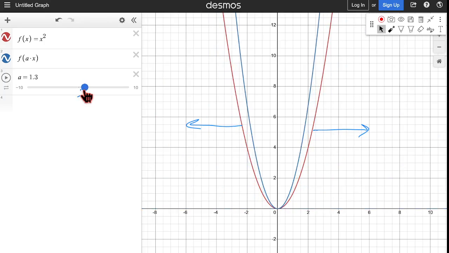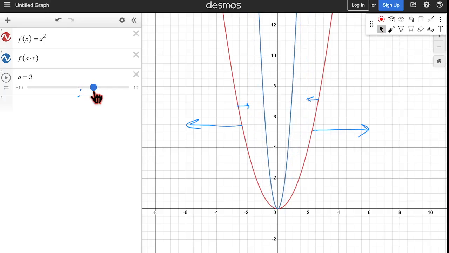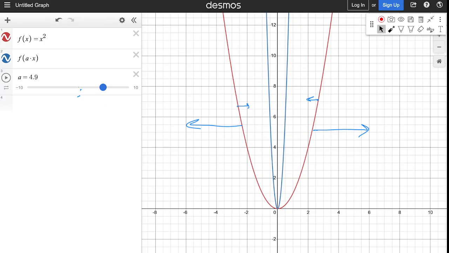If it's larger than 1, notice it's a compression. This time it's pulling it inward as long as we're greater than 1. And we're kind of squeezing it. And notice that looks the same thing as a vertical stretch. So again, a vertical stretch can be accomplished by a horizontal compression. That's why these things are opposites of each other.